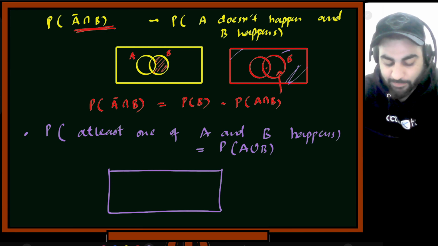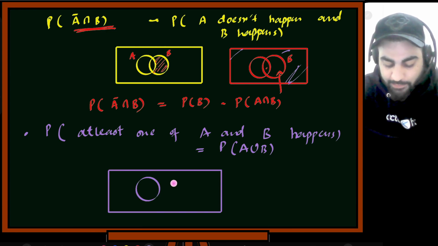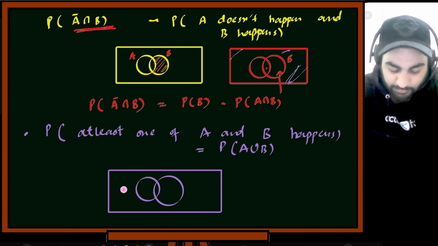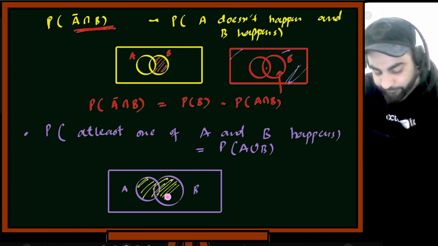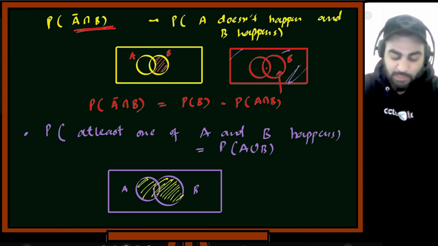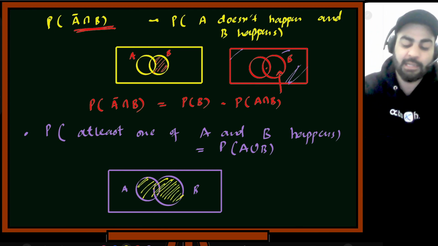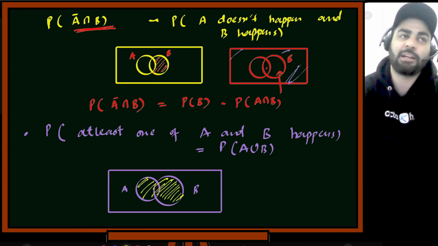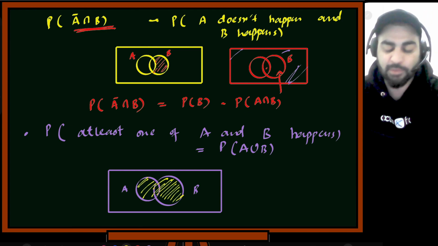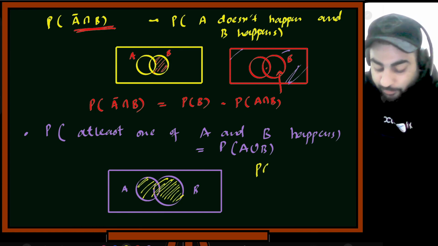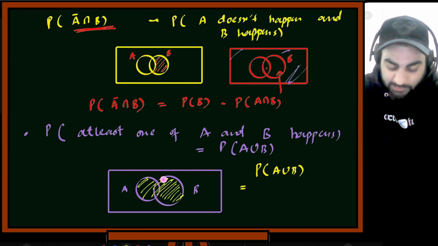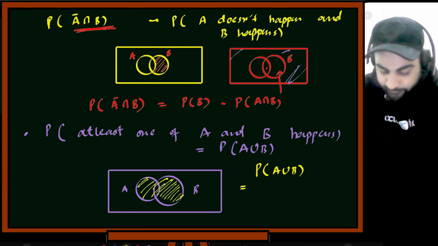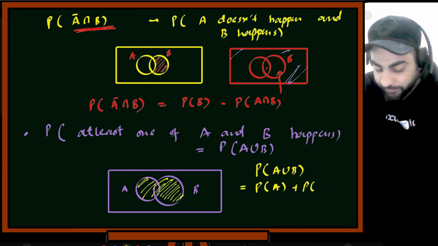In the Venn diagram, it will be like this. If you have event A and event B, this is A union B. Now we have derived this formula using the three axioms of probability. Now we'll see it from the Venn diagram. Probability of A union B: take this whole A, so I'll write probability of A plus probability of B.